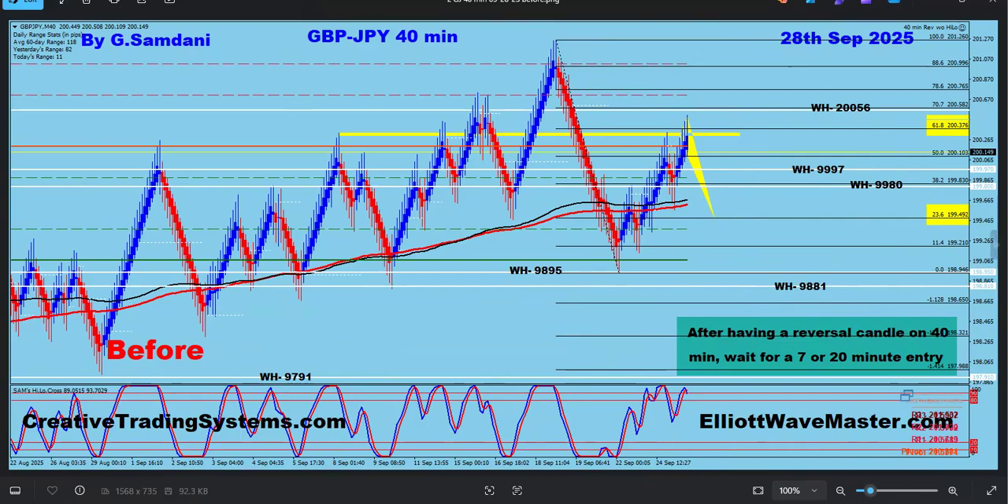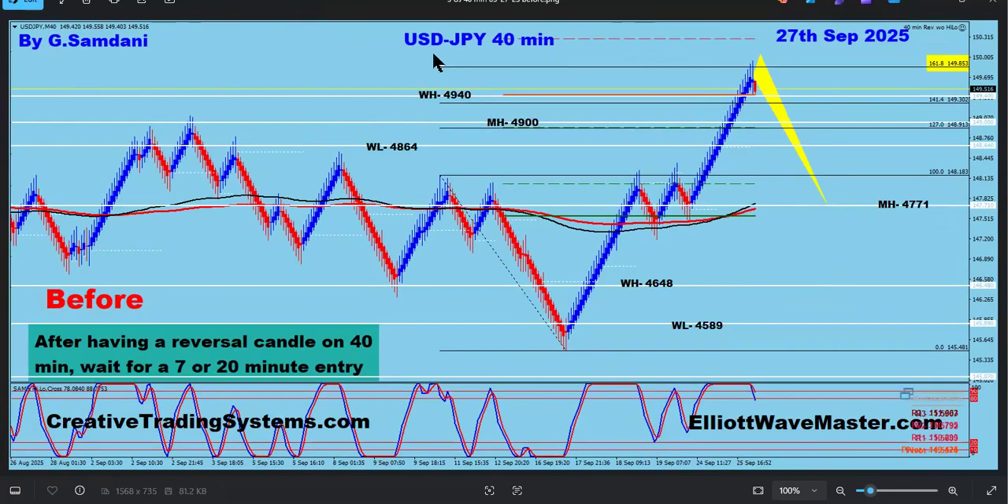I made this one, and then you see the USD Yen 40-minute chart. I made this simple extension 161. 90% of the time, price will make the turn. From here to here, this is also, if you see, 161%. So these are the three charts.